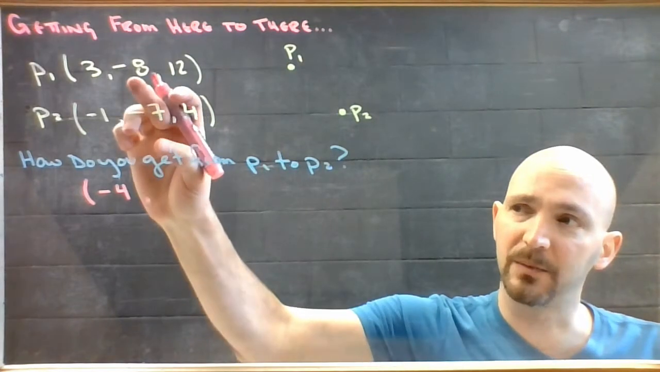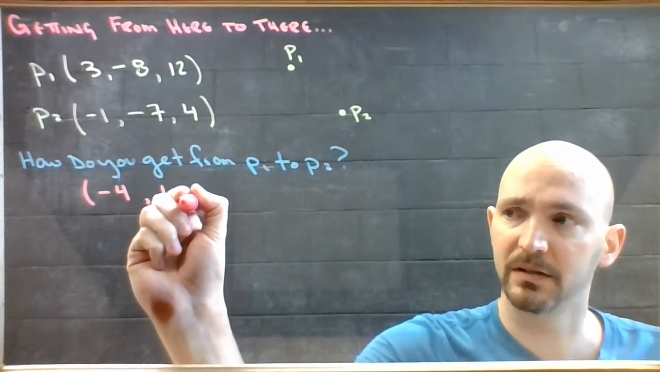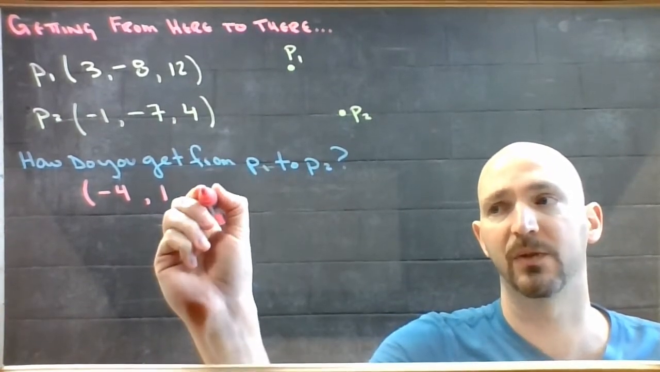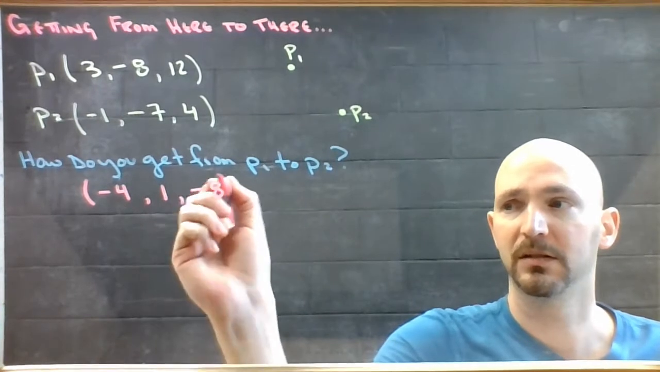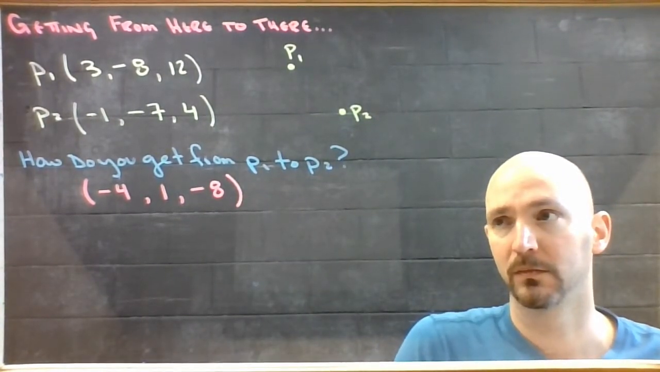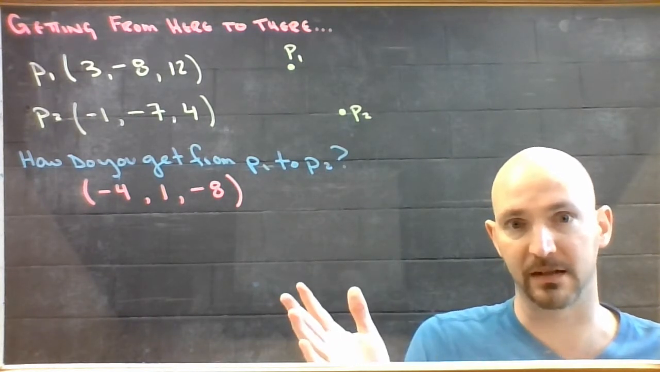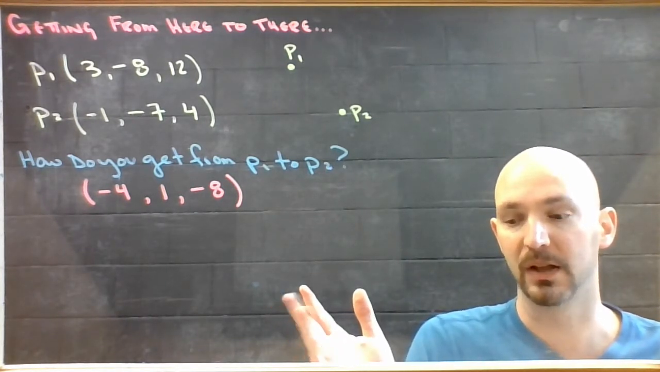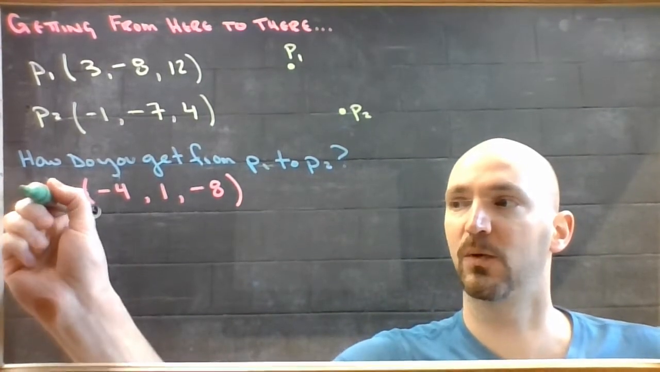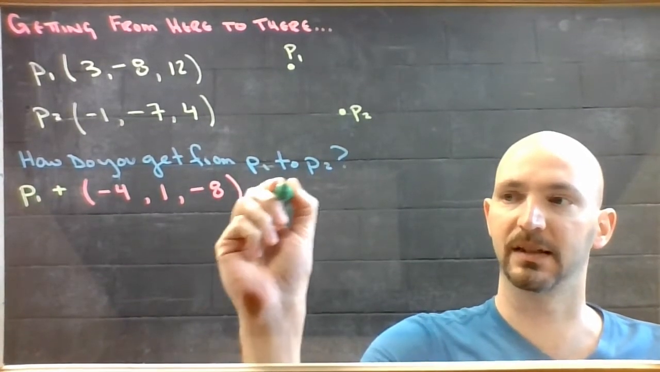In order to get from -8 to -7, I have to increase by 1. And in order to get from 12 to 4, I have to drop by 8. So I mean that should be it, right? That's all you really need to do. And the way you can confirm this is to take P1 and add these coordinates and see what you get.